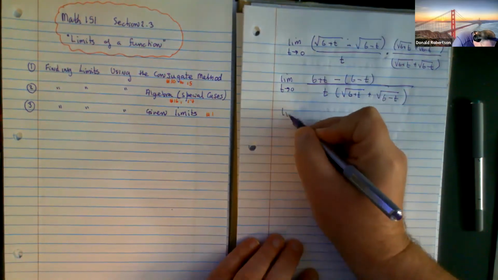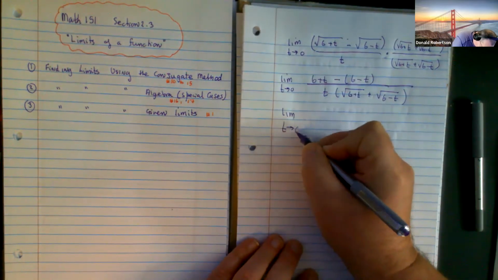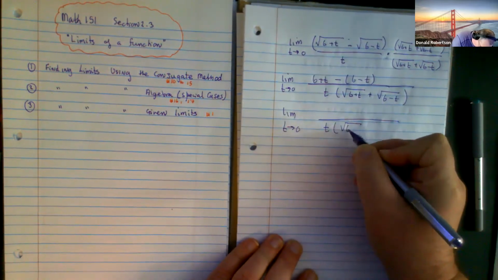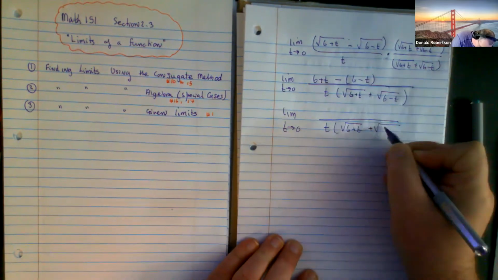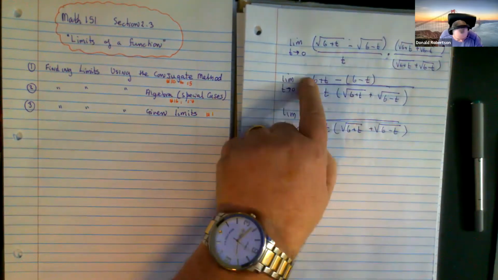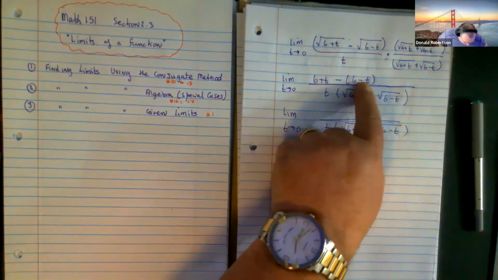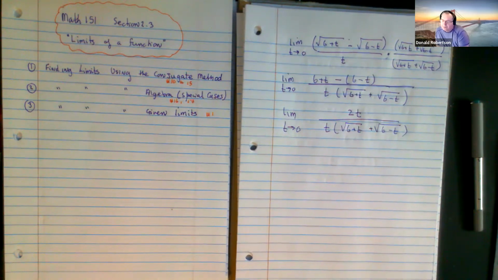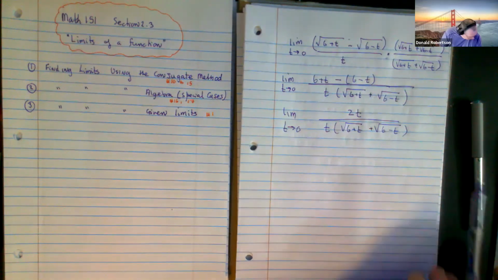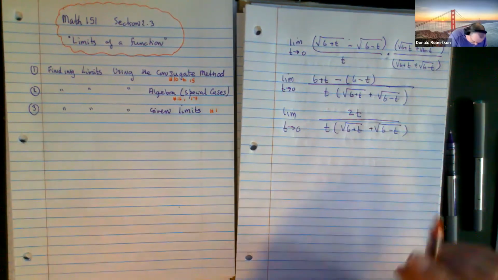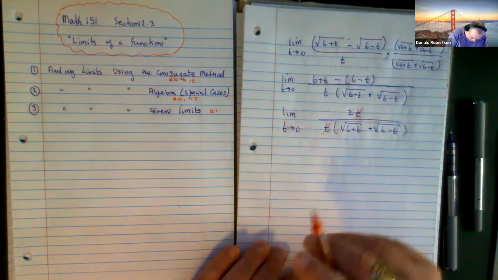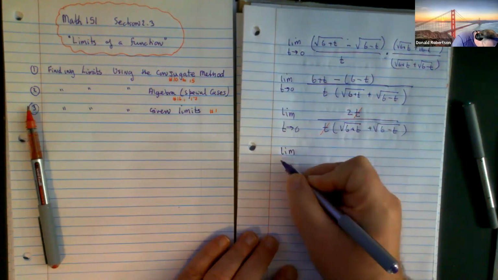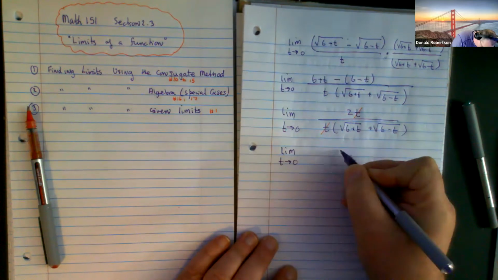And what does this become? Well, 6 take away 6 goes away. t take away negative t gets me 2t. Oh, that wasn't too bad. Just came out as 2t. Of course, we can now cancel. That t will cancel out that one. And we're now going to be finding the limit as t tends to 0 of this fraction.